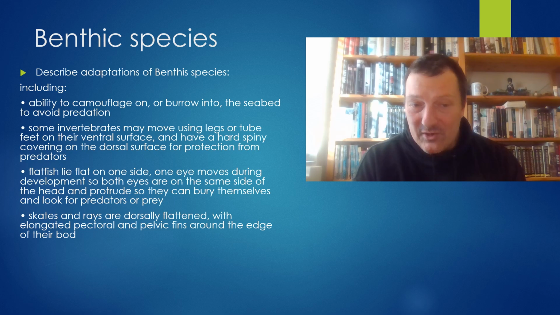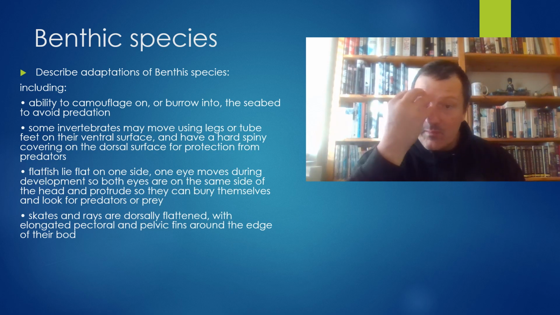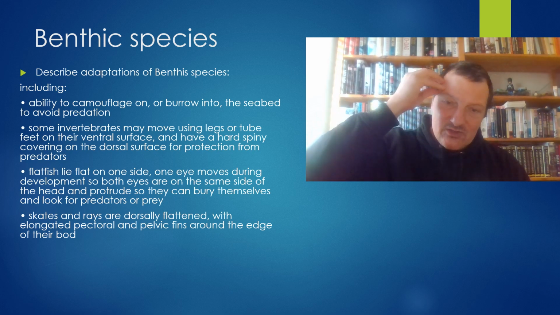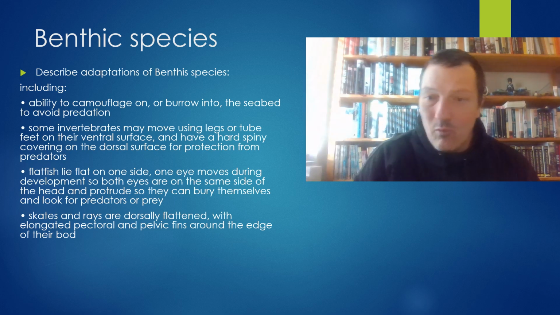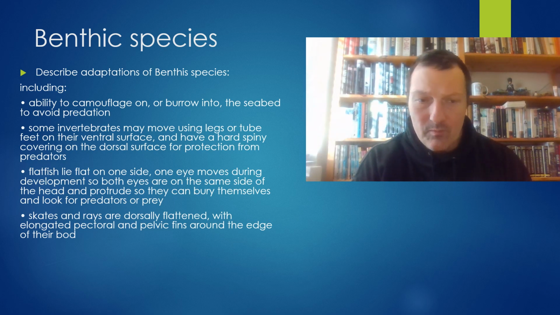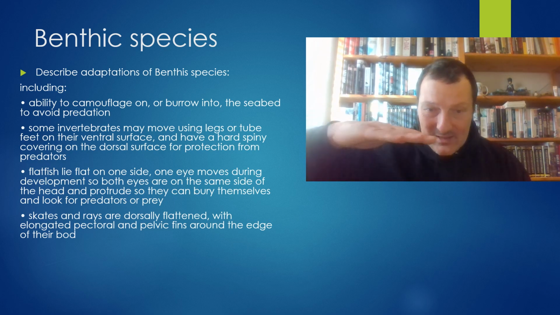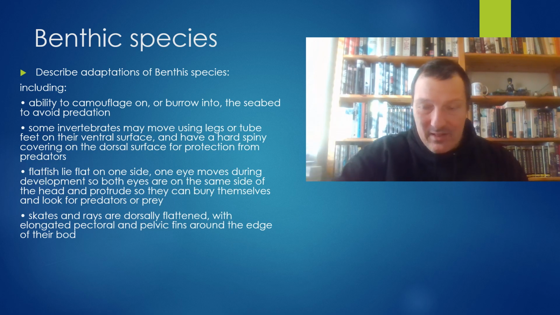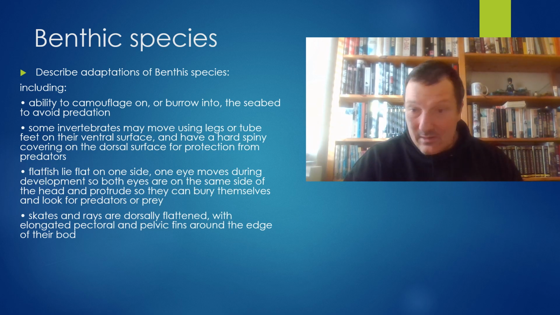What we call the flatfish, we'll see lying on one side, and they have one eye moving during development. So it moves from here to the side, so they can actually see from the side of the face, so they can burrow themselves down and still have one eye up to look for predators. Animals like skates and rays also have a flat surface, which means that they'll fit very nicely along the bottom here. So we'll see different adaptations.